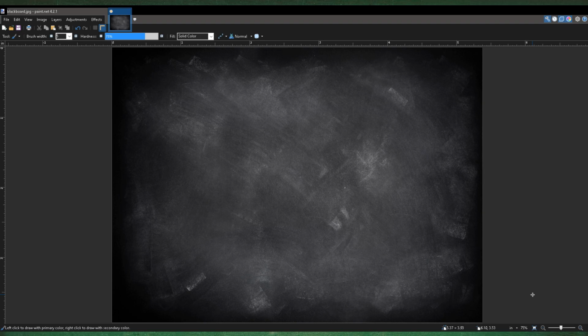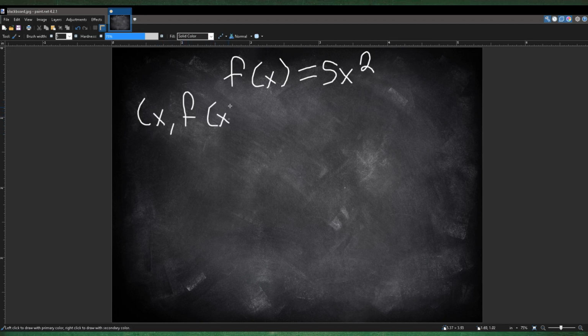Okay, so let's say we have f of x equals 5x squared. This is a quadratic equation. If we want to find the derivative, let's first plug in our first point, which is x, f of x. The point would generally be x, and if you plug x into 5x squared, it would just be 5x squared, because plugging x into x squared just makes x squared. So this is the general idea.